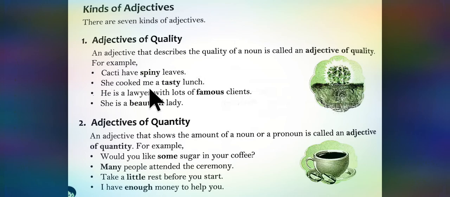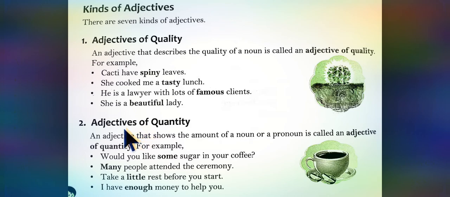She cooked me a tasty lunch. Now, here this word is describing the quality of a noun, the quality of the lunch, how the lunch was, it was a tasty one. So here it is behaving as an adjective of quality because it is telling about the quality of a noun.